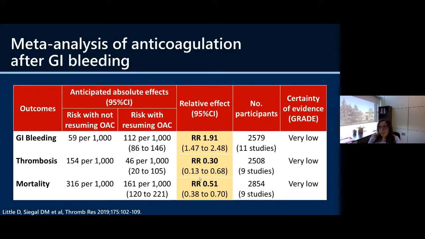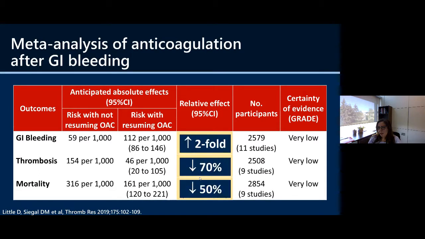If you look at all of the data that we have so far, this is a meta-analysis we did of 12 observational studies in this area, of restarting anticoagulation after GI bleeding. I'm just focusing on GI bleeding. You can see that this is fairly consistent across studies. In patients who resume anticoagulants after GI bleeding, the risk of recurrent bleeding is about twofold higher, and there's a lower risk of mortality and a lower risk of thrombosis.